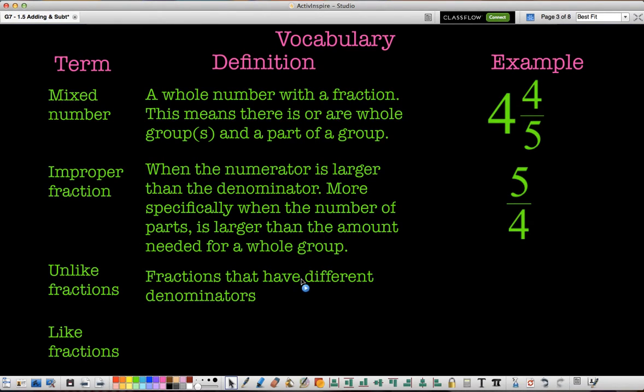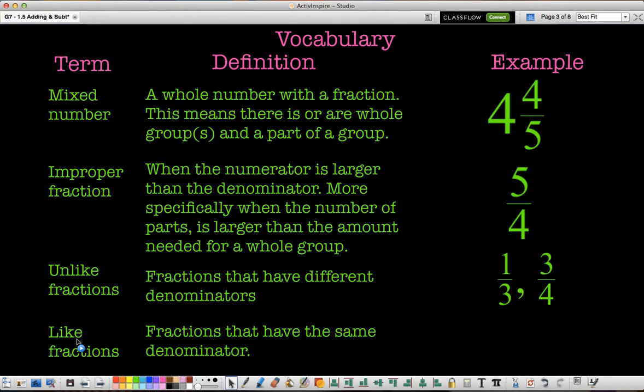Unlike fractions are fractions that have different denominators. So like 1/3 and 3/4, any fractions that have different denominators are called unlike fractions. And like fractions are fractions that have the same denominator. So 2/3, 1/3, we could even say 4/3. That would still be a like fraction even though it's an improper fraction. So we could even put 4/3 on here. As long as that denominator is the same, it's considered to be a like fraction.